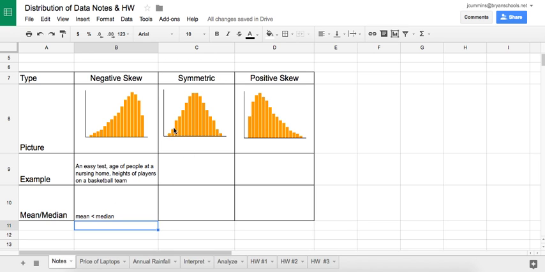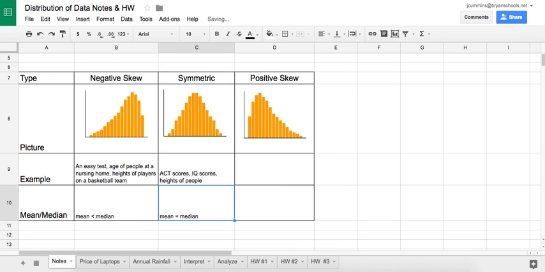A symmetric data set looks exactly like what it says. It's pretty even on both sides, and it's tallest in the middle. Notice that your mean and your median are not going to be exactly the same, but they're going to be pretty close. Things that are symmetric, like ACT scores: most people are scoring in the middle. We have fewer people that get really low and fewer people that get really high. IQ scores are like this. Heights of people in general would be symmetric.